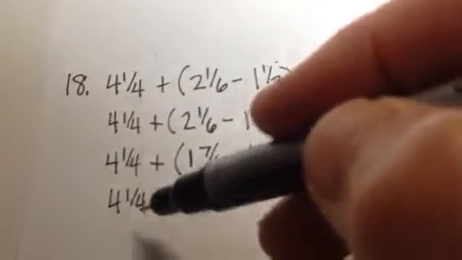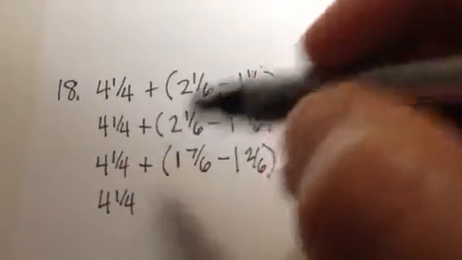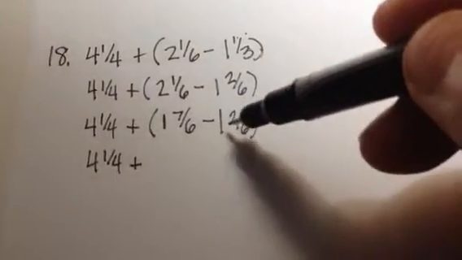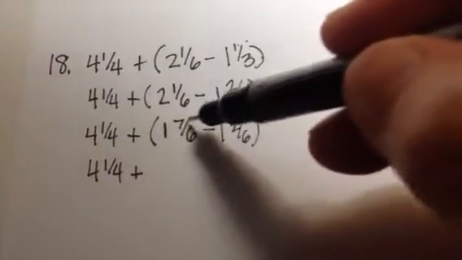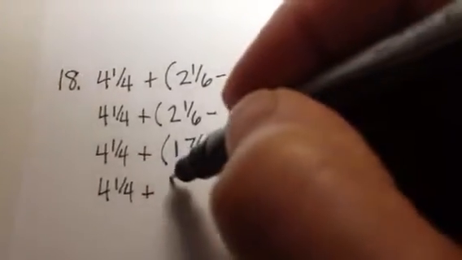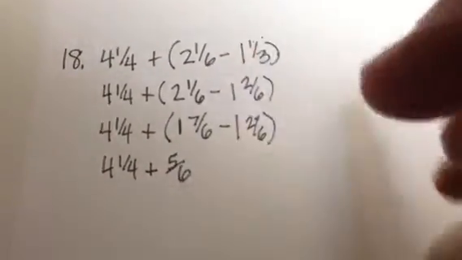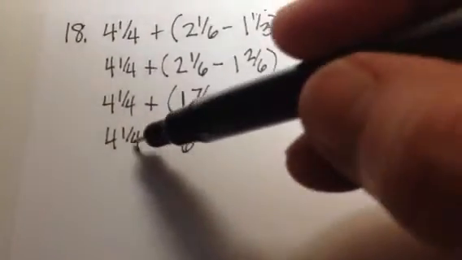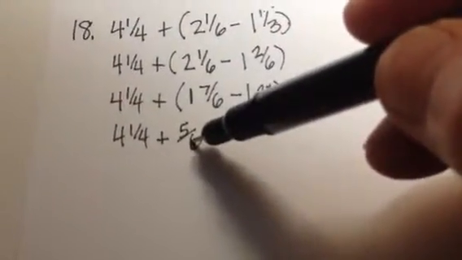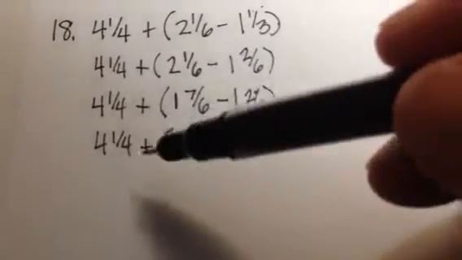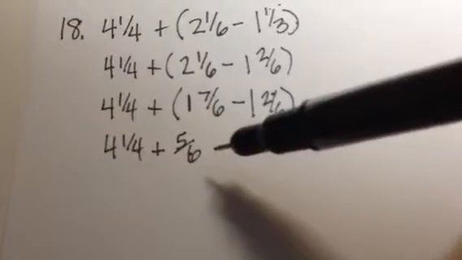I know you're going to get sick of writing that, but keep writing it. 4 1/4 plus, okay, what's the solution here? Well, 1 minus 1 is 0. 7 minus 2 is 5. So now I have 5/6. Oh man, I still can't solve this because I need common denominators. What is the least common multiple of 4 and 6? Well, that would be 12.